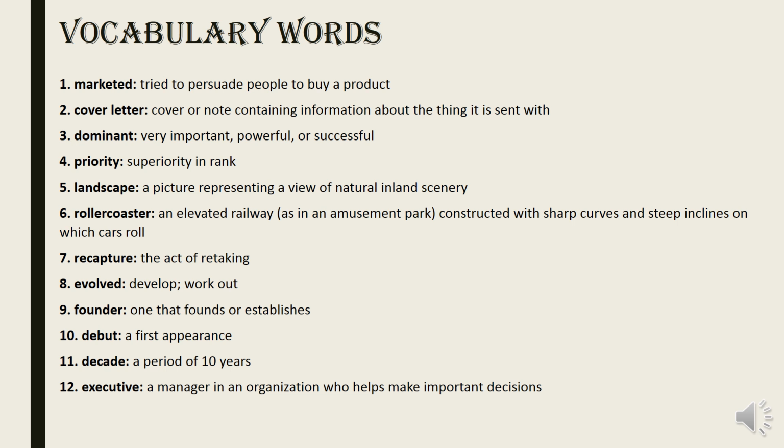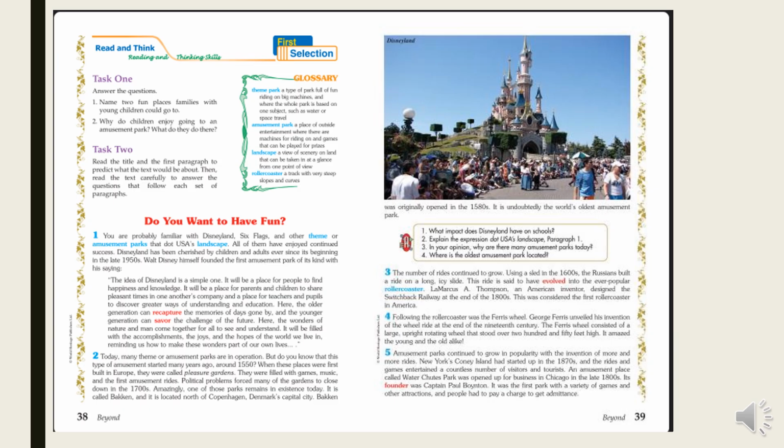Number 10, debut. It means the first appearance of something or of a person. For example, a singer's debut is the first time this singer goes on stage. A football player's debut means the first time this person plays football, and so on. Executive is a manager in an organization who helps make important decisions. So these are the vocab words.